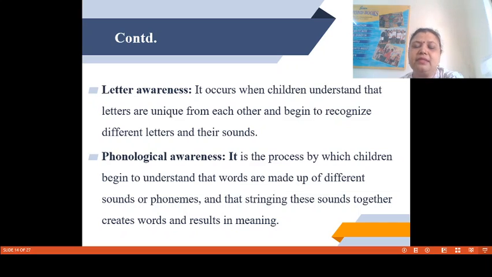Phonological awareness. It is the process by which children begin to understand that words are made up of different sounds or phonemes, and that stringing these sounds together creates words and results in meaning. They know that if we associate these alphabets together, what kind of sounds they produce and how to produce that word. He knows that arranging the alphabet in a haphazard manner cannot help to create a word.